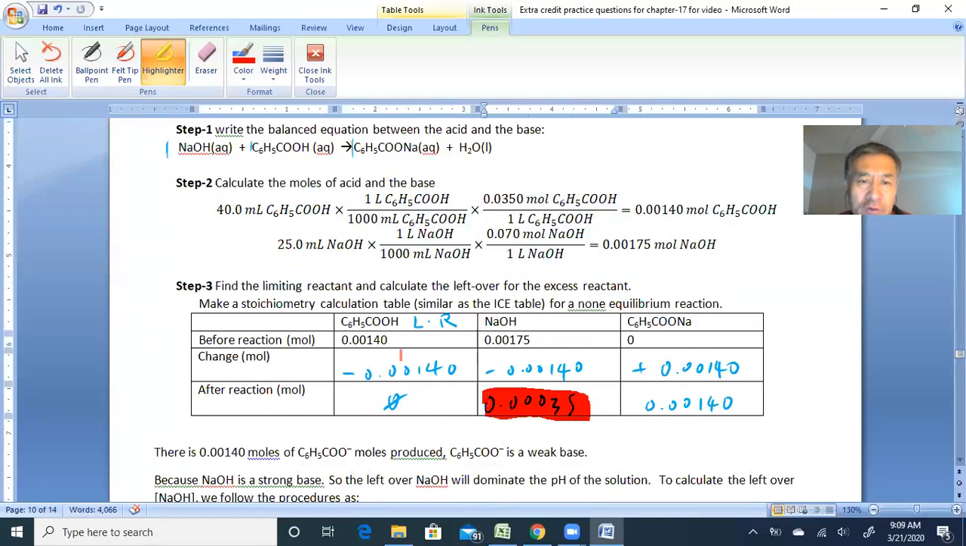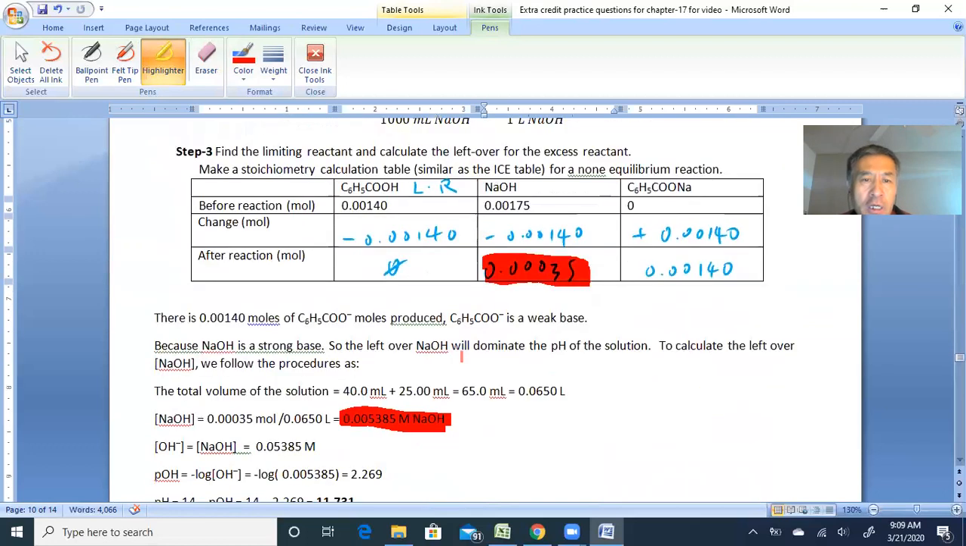So after adding the initial with the change, we have 0 for the limiting reactant, and for the excess reactant, we have this much left over. And we also produce this conjugate base. So there are 0.00140 moles of the conjugate base produced, but this is the weak base.